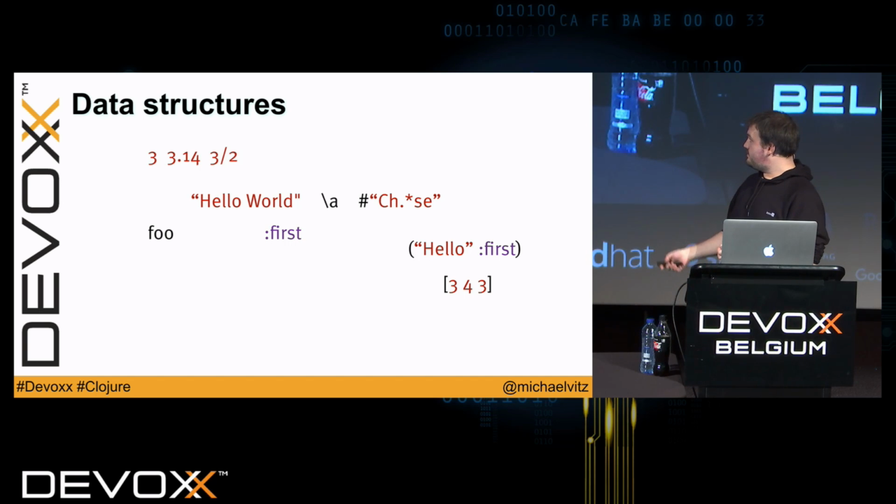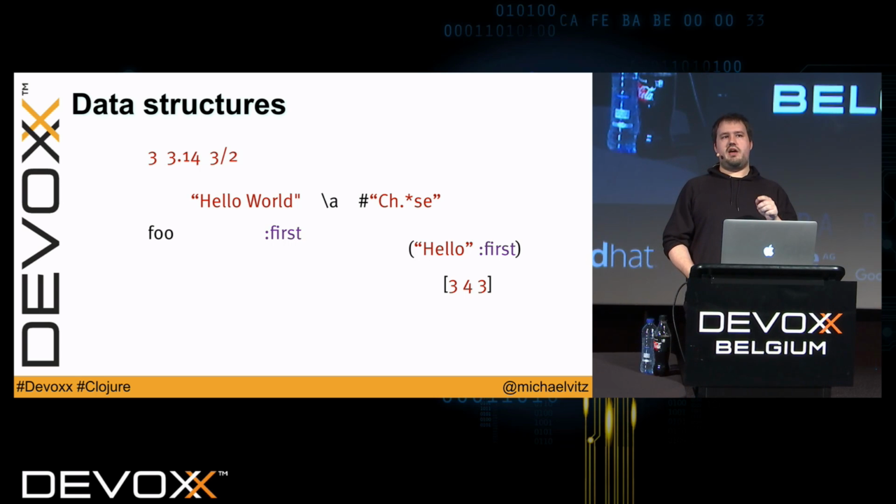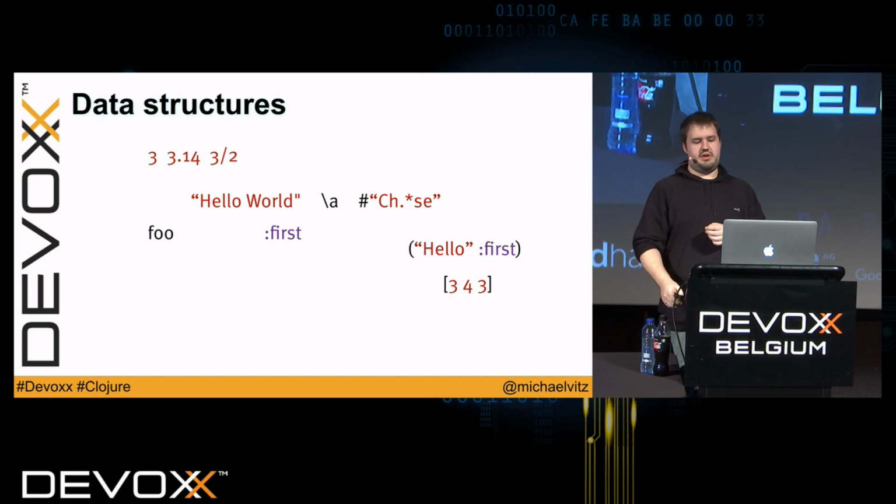Then we have vectors. Vectors are basically like lists, but not exactly, because they differ in where you put the next element. On a list, it's added to the front, and on the vector, it's added on the tail, basically.